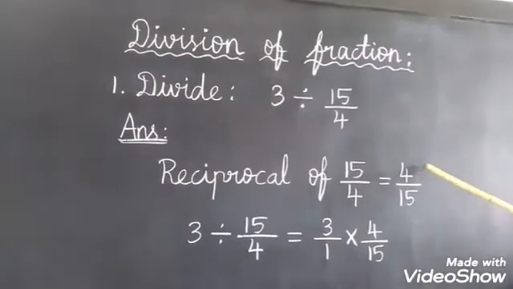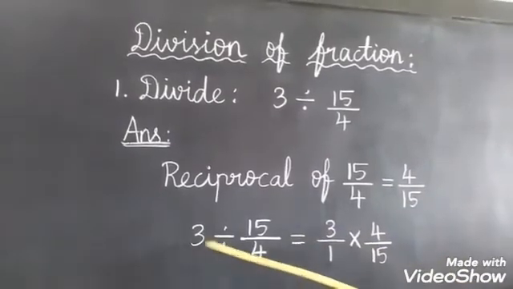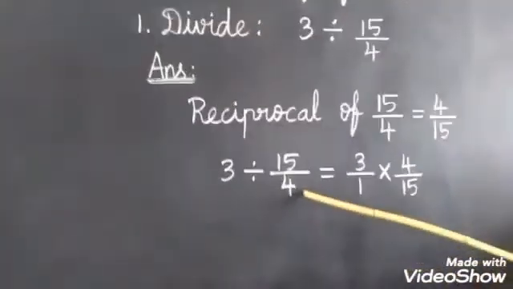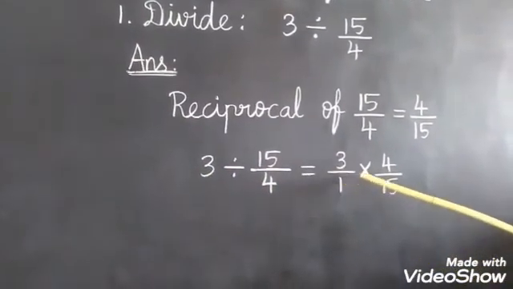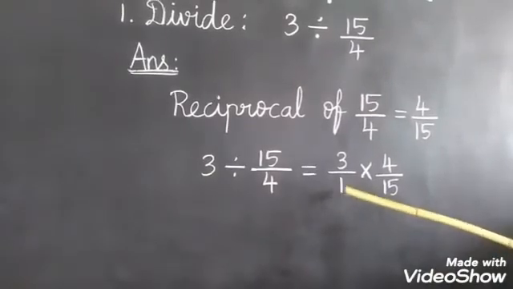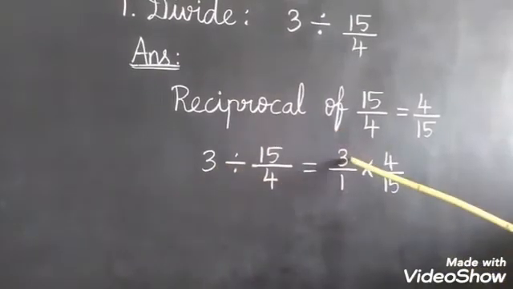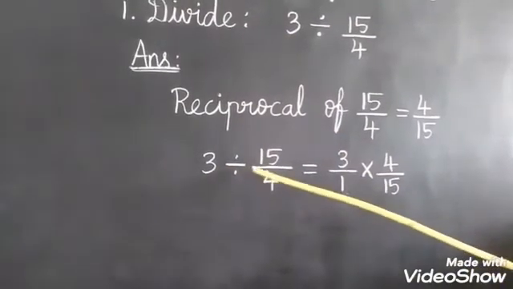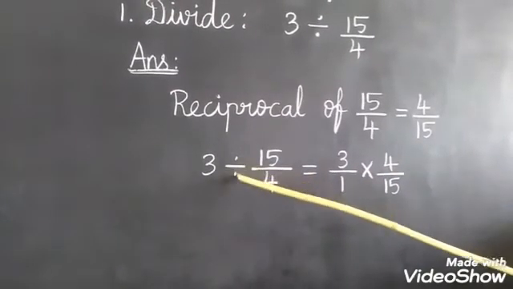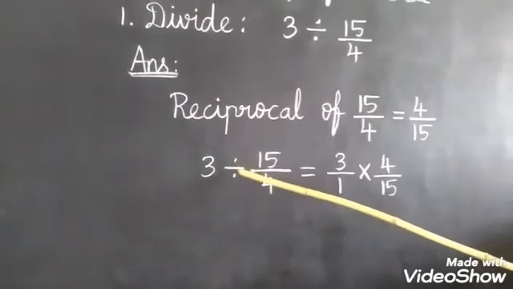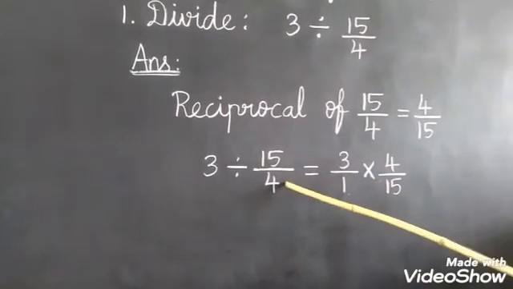Now we have the reciprocal of 15 by 4. See the question, 3 divided by 15 by 4. The whole number 3 we can write as 3 by 1, because every number has denominator 1. Then we have to change the division symbol to a multiplication symbol while writing the reciprocal. Then we write the reciprocal of 15 by 4, that is 4 by 15.